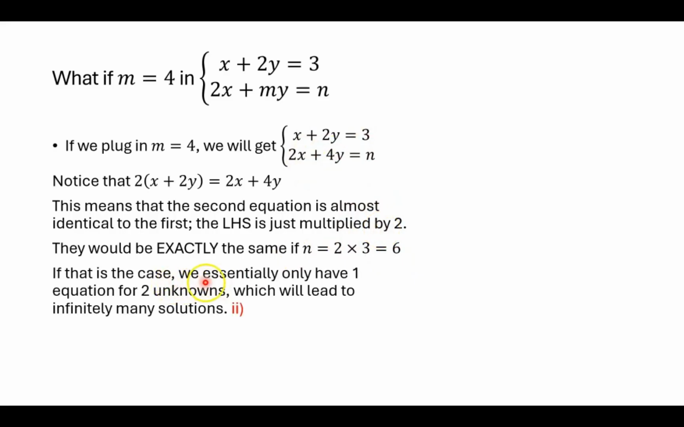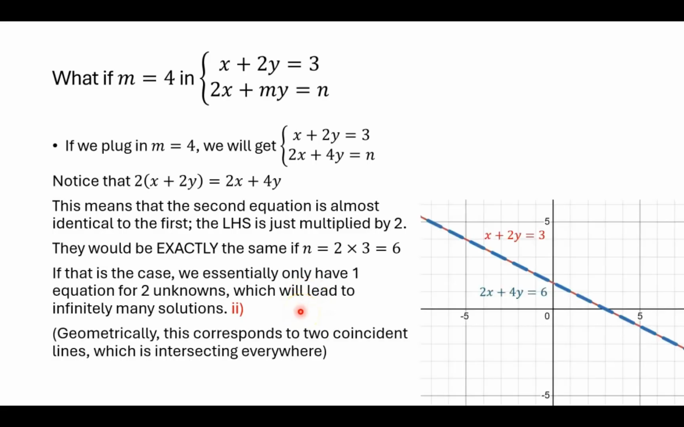And if that is the case, we essentially only have one equation for two unknowns, which will lead to infinitely many solutions. So the answer for the second part is m equals 4 and n equals 6. This will give us infinitely many solutions for the system of equations. And geometrically, this corresponds to two coincident lines, which are intersecting everywhere.